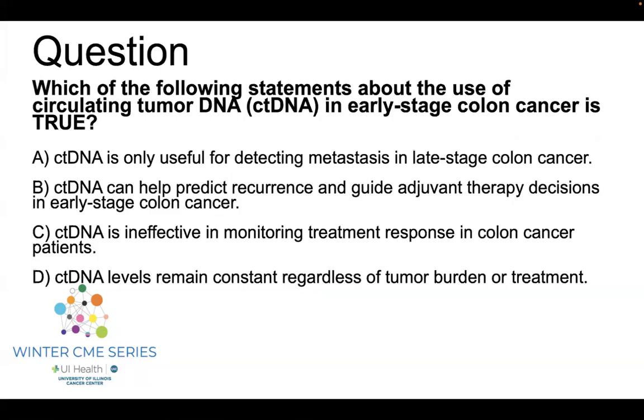So the question that I have for all of you to answer is, which of the following statements about the use of circulating tumor DNA in early stage colon cancer is true? A, ctDNA is only useful for detecting METs in late stage colon cancer. B, ctDNA can help predict recurrence and guide adjuvant therapy decisions in early stage colon cancer. C, ctDNA is ineffective in monitoring treatment response in colon cancer patients. And D, ctDNA levels remain constant regardless of tumor burden or treatment.